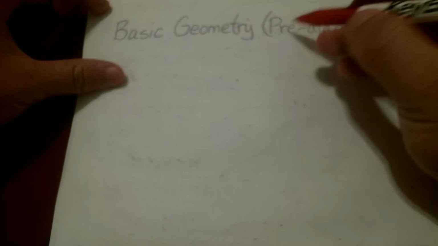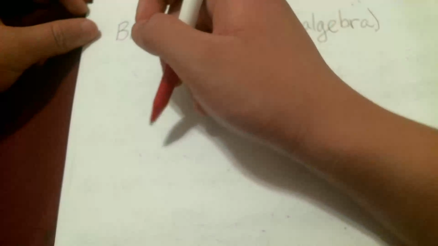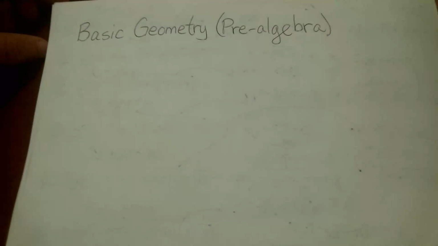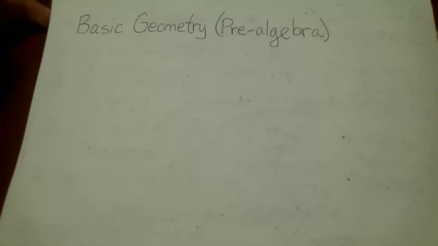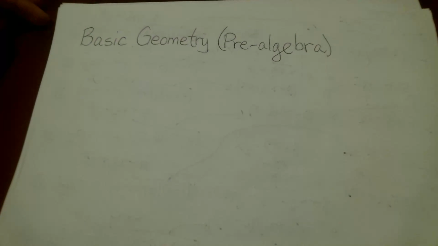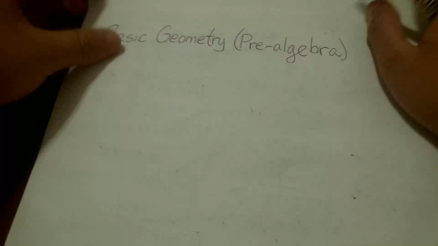Hello everyone and welcome. So today I will be helping you with basic geometry at a pre-algebra level. First we have to get down several formulas for finding the volume of several basic 3D shapes. For this lesson we'll just be working on volumes. For the next one I'll get on to surface area. But for now we'll just be working on these three 3D shapes.